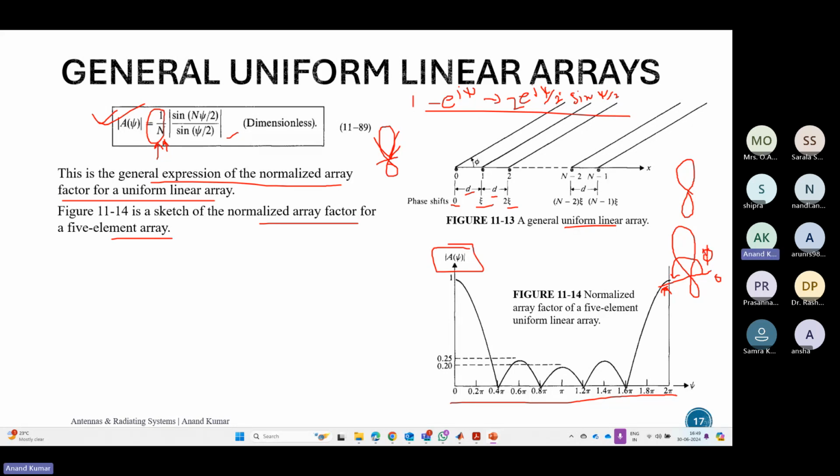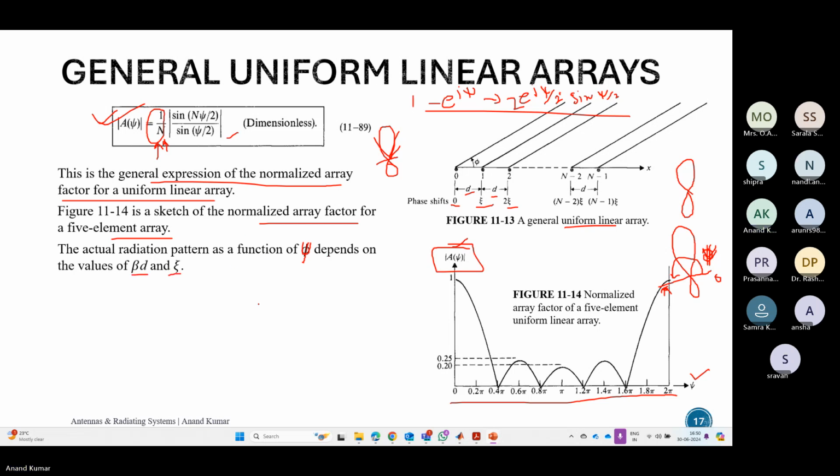Sorry, this is against psi. Yeah. So this is how we're plotting this array factor against the psi value over here, and the actual radiation pattern is a function of psi. It depends on the values of beta, d, and xi, which we have seen.